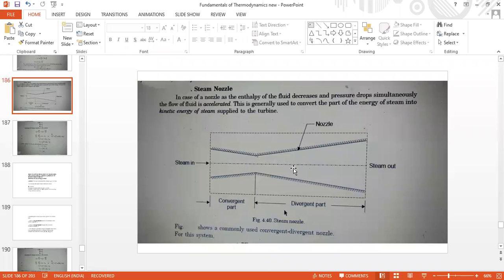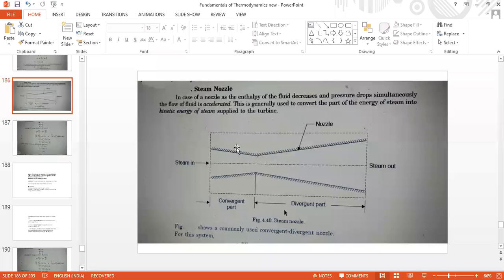So this nozzle is called a convergent divergent nozzle, and this is applicable only to steam or gas, not for liquids. All liquid nozzles, remember, are convergent nozzles only. That means for liquids, only this part is used.